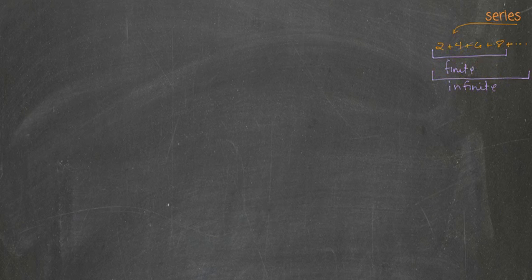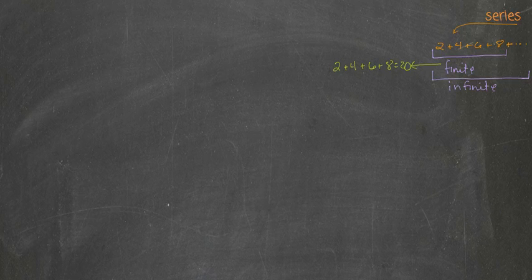So a finite sequence seems pretty obvious and easy to deal with. A finite sequence would just be a finite set of numbers that I choose to add together. So if I added 2 plus 4, I get 6, plus 6 is 12, plus 8 is 20. The finite sequence 2, 4, 6, 8 equals 20.